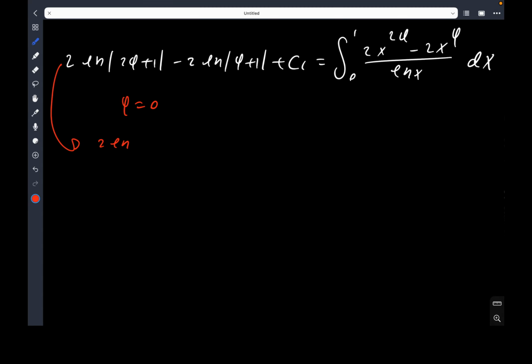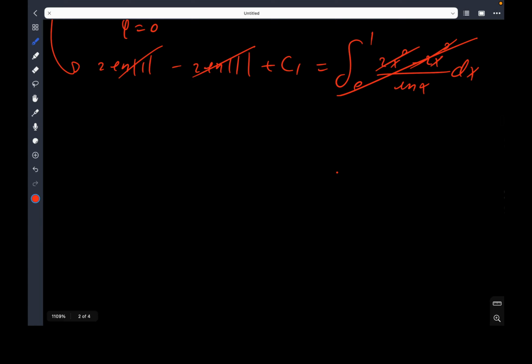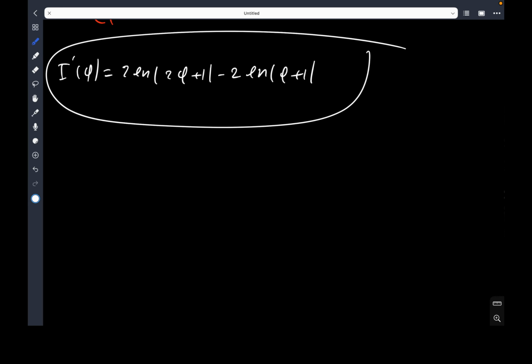2 ln of 1 minus 2 ln of 1 plus c1. 2 ln of 1 is 0, so that's going to be 0. It's equal to the integral from 0 to 1, 2x to the 0 minus 2x to the 0, which is going to give me 0. And the definite integral of 0 is 0. Thus, I get c1 equals 0. So, my I prime of phi finally is 2 ln of 2 phi plus 1 minus 2 ln of phi plus 1, and this is my I prime of phi.